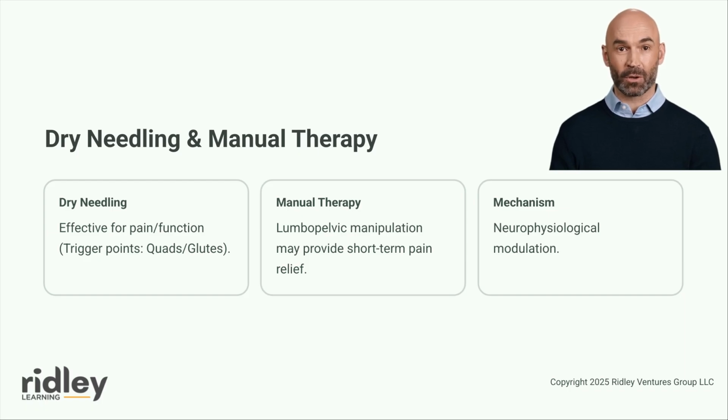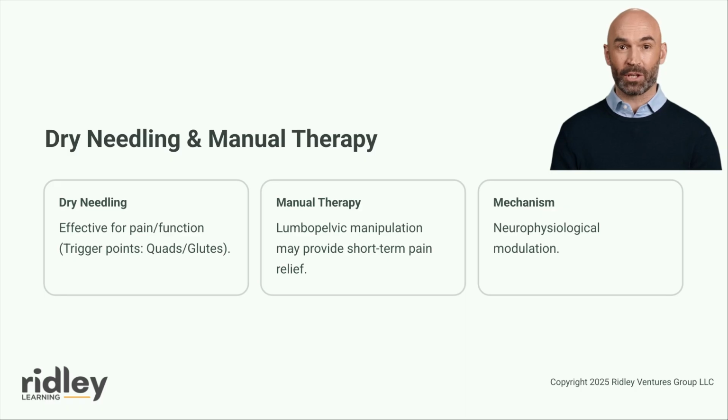Recognition of kinetic chain contributions to patellofemoral pain has prompted investigation of proximal manual therapy interventions. Lin and colleagues examined the effect of lumbopelvic manipulation for pain reduction in patellofemoral pain syndrome through systematic review and meta-analysis of randomized controlled trials. Their findings suggested that lumbopelvic manipulation may provide short-term pain relief when added to standard care, though the clinical significance and optimal patient selection criteria require further clarification.